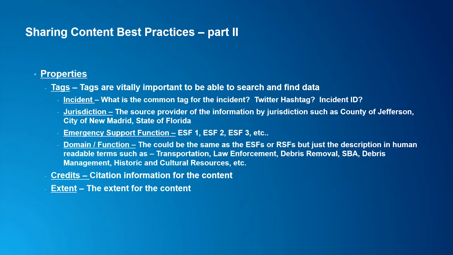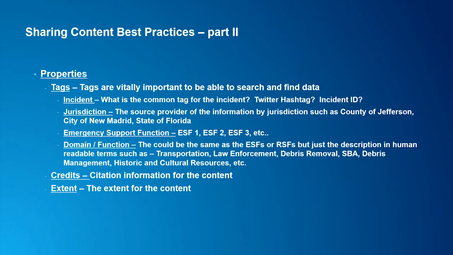Other properties are important, and we find tagging, and a good tagging scheme, is important to help enable information sharing. There are a couple of different elements from a tag perspective to think about in terms of being better prepared. One aspect is, what's the common tag for the incident? Is it something along the lines of the Twitter hashtag? Is it the incident ID used by some organizations like FEMA or the Red Cross that needs to be added in there? So think about what the common incident name will be and use it more broadly throughout the response.